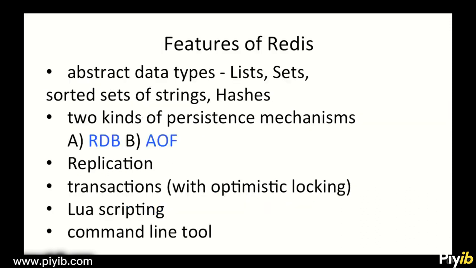Features of Redis: abstract data types, lists, sets, sorted sets of strings, and hashes. Redis has two kinds of persistence mechanism, one is RDB and another is AOF. I'll discuss RDB and AOF in a later slide. Redis has an amazing replication mechanism. The transactions in Redis have optimistic locking, Redis supports Lua scripting, and Redis has an amazing command line tool.